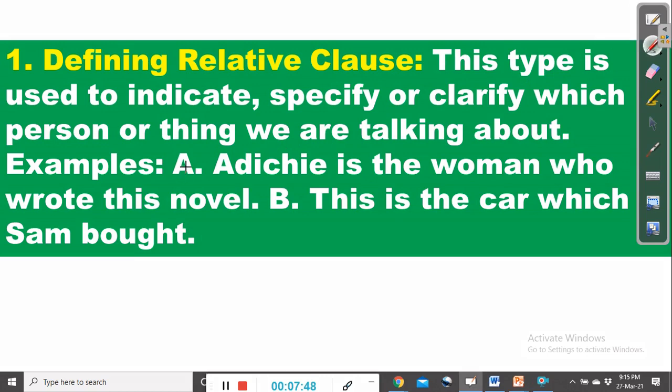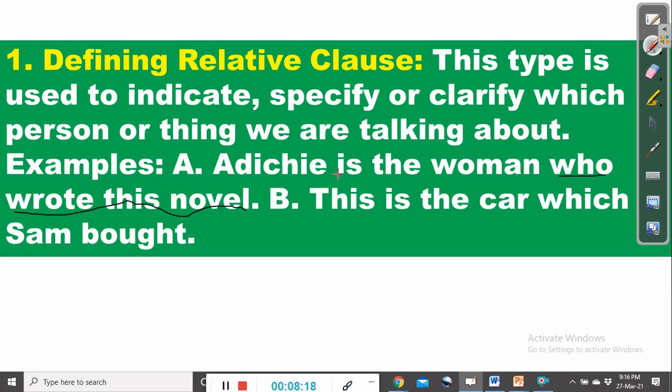Adichie is the woman who wrote this novel. So who wrote this novel is the defining relative clause here. And why do we call it a defining relative clause? As the name implies, it defines the woman we are talking about. How do we know that?